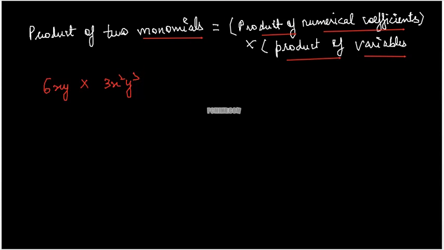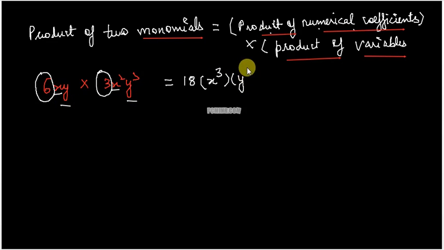So for this, what will I do? This is the product of two monomials. First, the product of numerical coefficients. The numerical coefficients are 6 and 3. So 6 times 3 is 18. Now we'll take the product of variables. The terms x, y, z, whatever we take, are known as the variables. So x into x square gives me x cube, and y into y cube gives me y raised to the power 4.